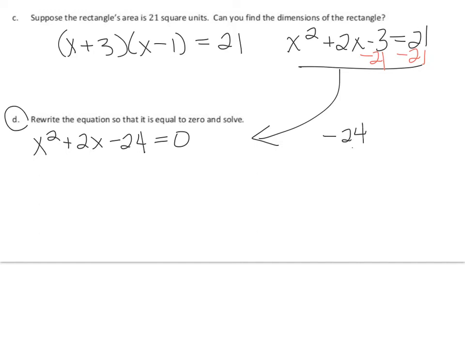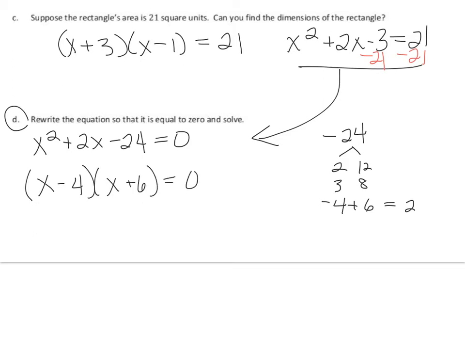Negative 24 breaks into, let's see, 2 times 12 doesn't work. 3 times 8. Ooh, 4 times 6. I have a negative 24 and a positive 2, so I'm going to do that. So my factors are x minus 4, x plus 6 equals 0.